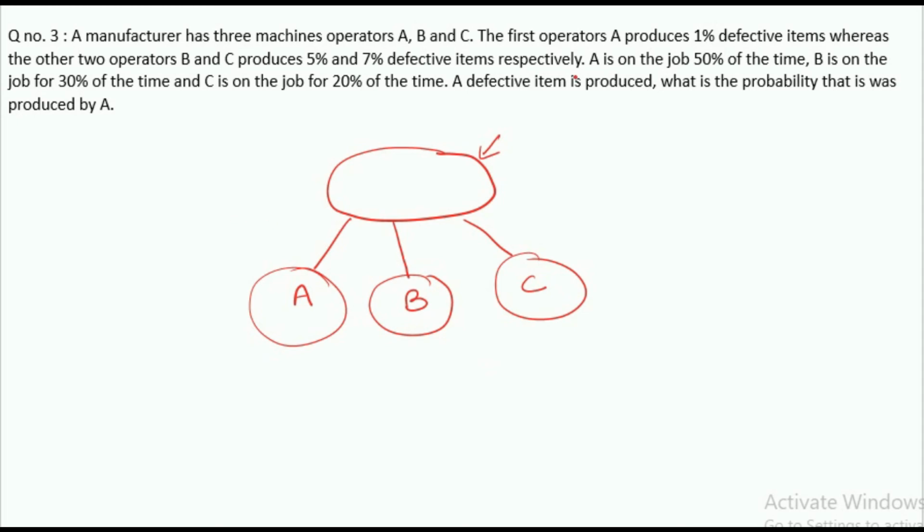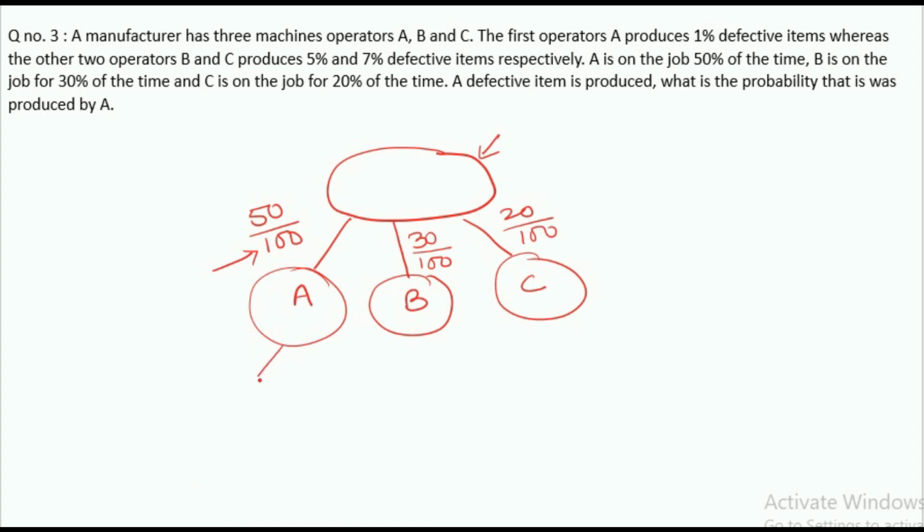So 50% they are giving, so I will write it like this: 50 by 100. We take the whole day as 100 parts, and 50 parts of that day you will see machine A working. 30 parts of 100 you will see machine B working, and 20 parts of 100 you will see that C is working. This is given.